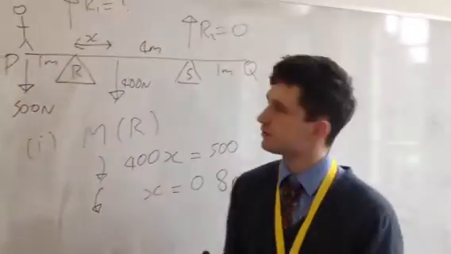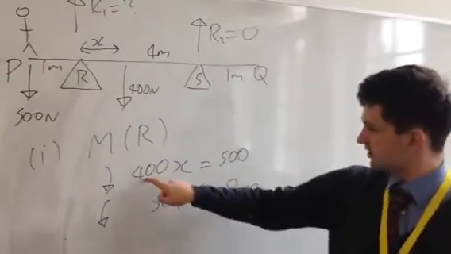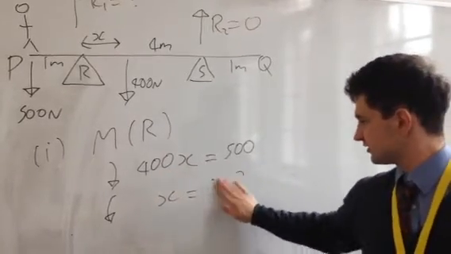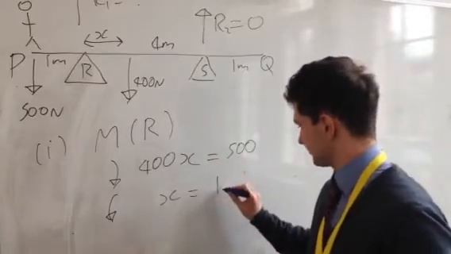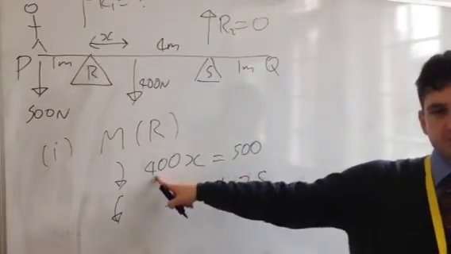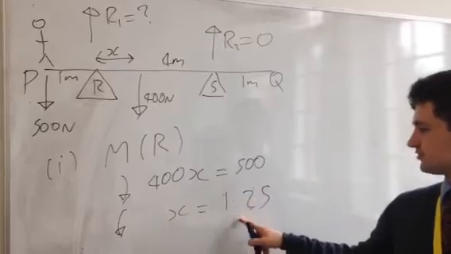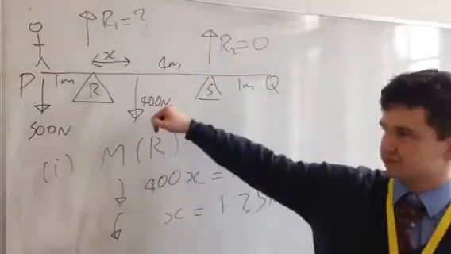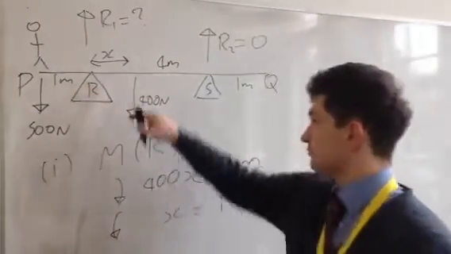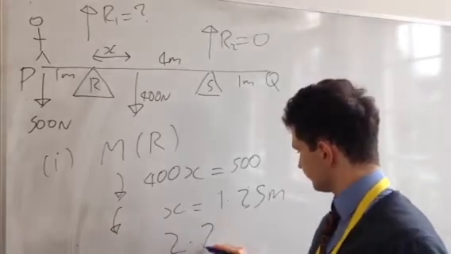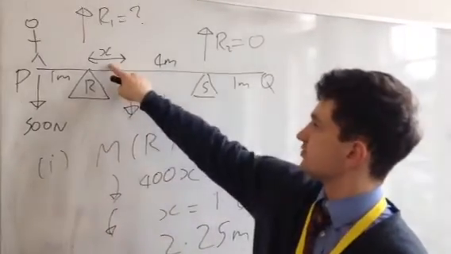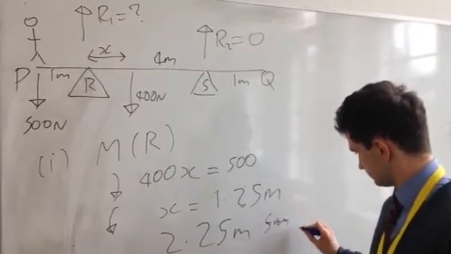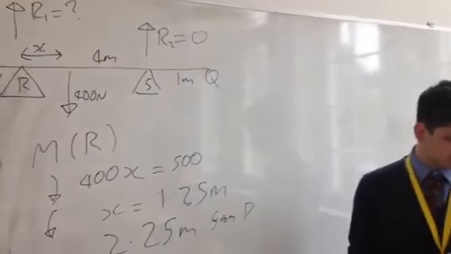Just talk me through how you found x then again, Mr. Ricketts? So divide both sides by 400, so you get x equals, oh sorry, I made a mistake, 500 divided by 400, so you get x equals 1.25 metres. And then because it says find the position of the force acting down, we can say that the force acting down is 2.25 metres, because x is 1.25 plus this 1 from P. There's your answer to part I.